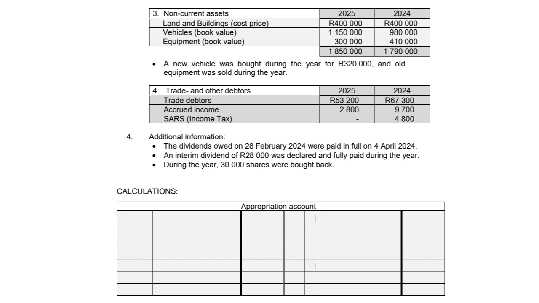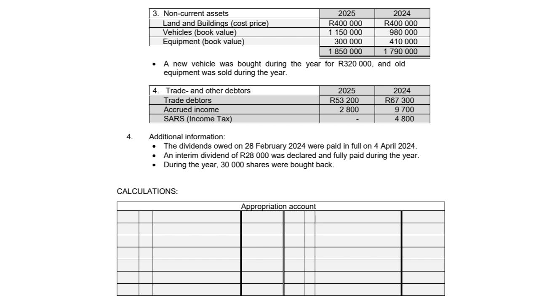Note number 3, non-current assets. Again, figures for 2024 and 2025 are given for land and buildings, vehicles, and equipment. A new vehicle was bought during the year for 320,000 rand, and an old vehicle was sold during the year. Number 4, trade and other debtors. Again, 2024 and 2025 figures are given for trade debtors, accrued income, and SARS income tax as an opening balance on the credit side of 4,800 rand.